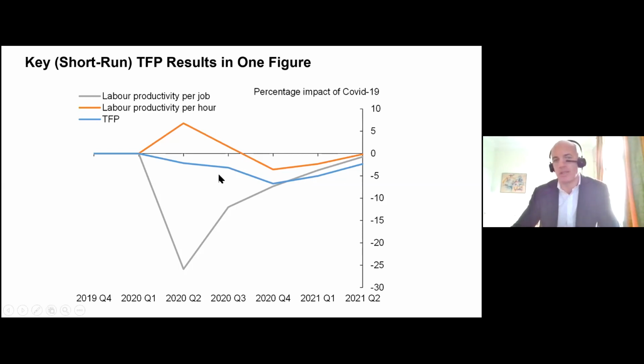For many economists, this blue line, TFP, will be the most important, the single best summary measure of productivity in the economy. We expect that to trough at slightly more than 5% below the counterfactual level around now, and then to recover to something more like 2-ish% below trend by the middle of next year. So these are our key results. And what I'm going to do next is show you how we measure this, and then how we go from the measurements to these figures.